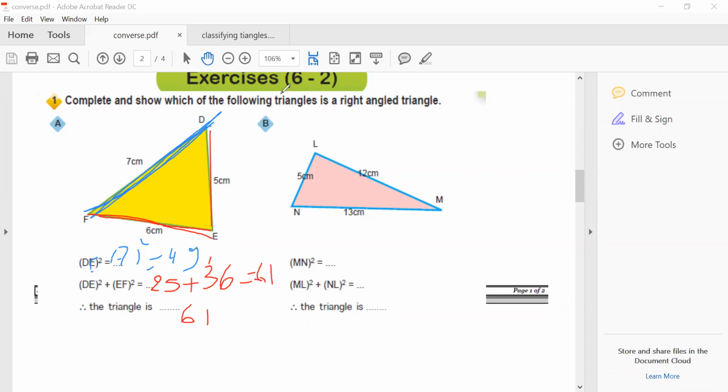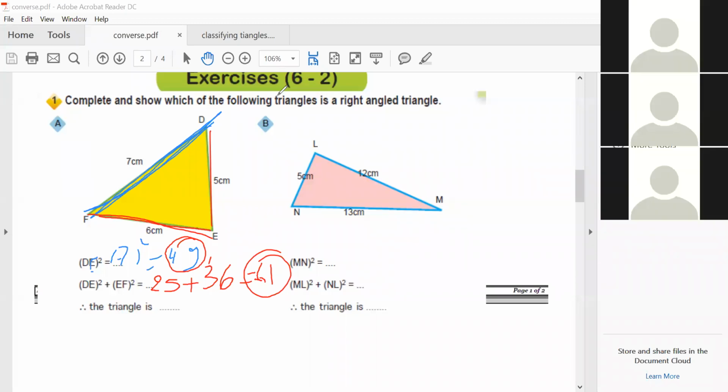So is the triangle right? Is the triangle a right angle triangle? No. This is 49 and this is 61. Are they equal? No. So the triangle is not a right angle triangle.